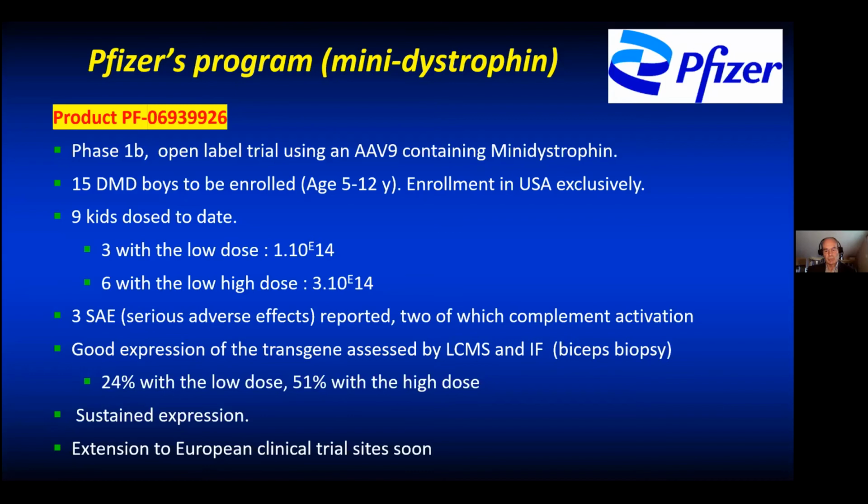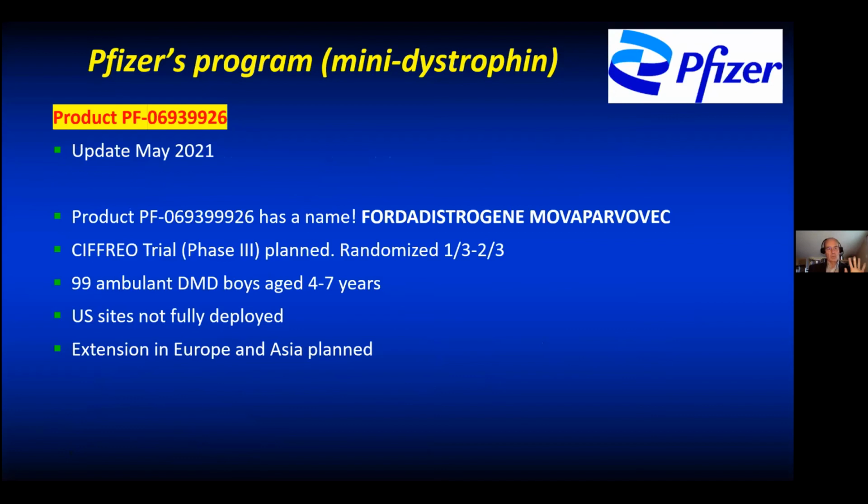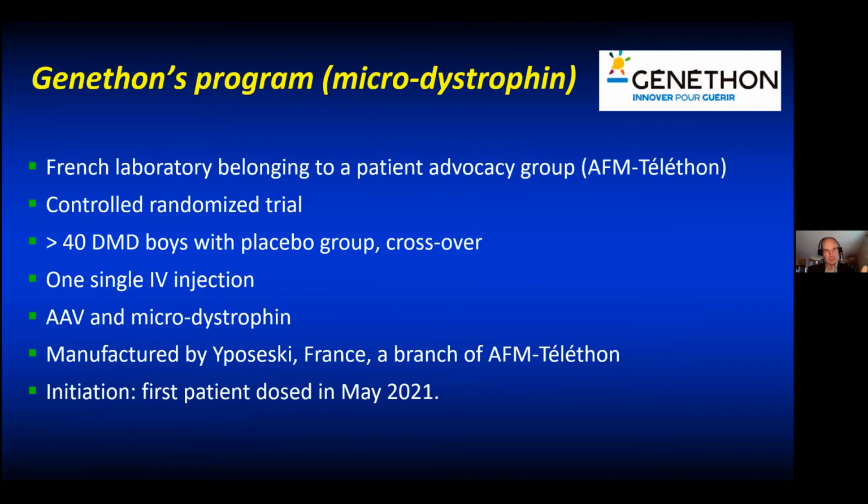These are the clinical trials in the pipeline. And to finish, Genethon has its own program, which has been designed recently, and the first patient has been dosed just a few days ago. It's an AAV vector with microdystrophin, one single injection, and we plan to inject at least 14 DMD boys. Okay, so this is more or less the final slide.